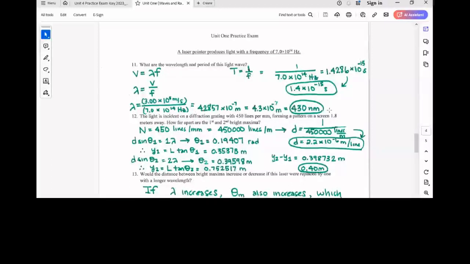To go from meters to nanometers, I could just take this value, 4.3 times 10 to the negative 7, and multiply it by 10 to the 9.